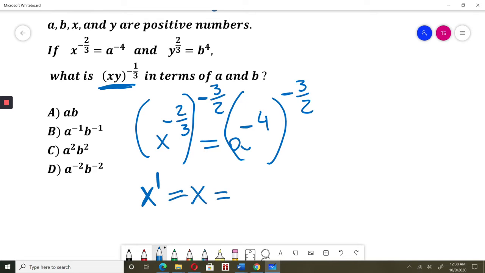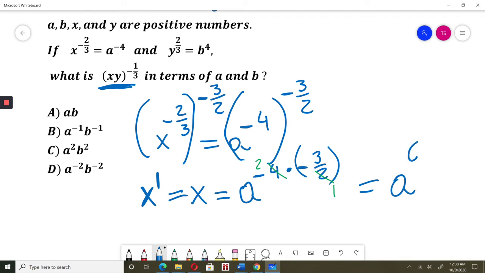And here I have power to power. This one I will do maybe very slowly. So it's a to the power of negative 4 times negative 3 over 2. Power to power, I multiply powers. So I will simplify: 4 will be 2 and 2 will be 1. Minus times minus is plus, so a to the power of 2 times 3, which is 6. So I know what x is. x is a to the power of 6.